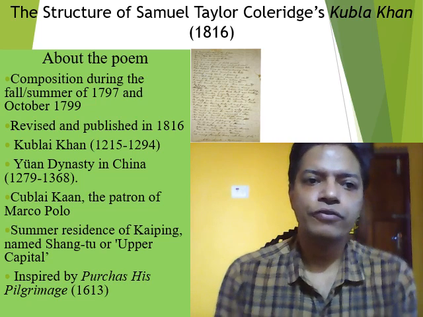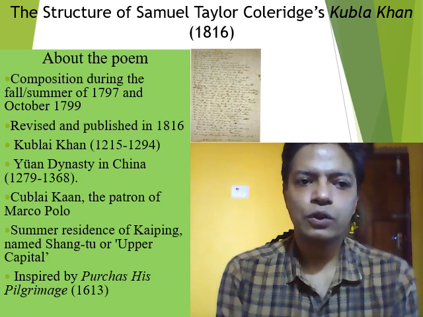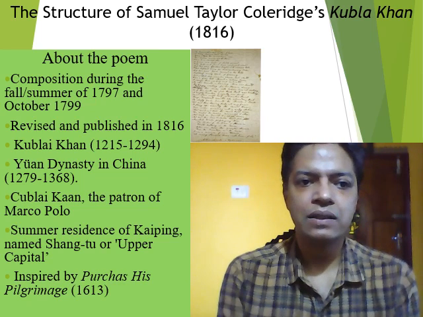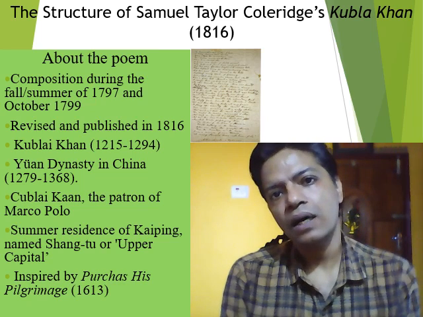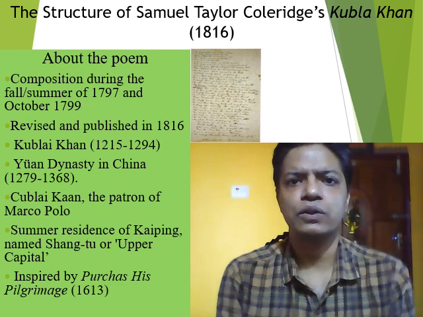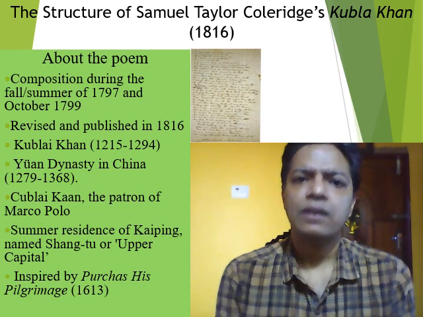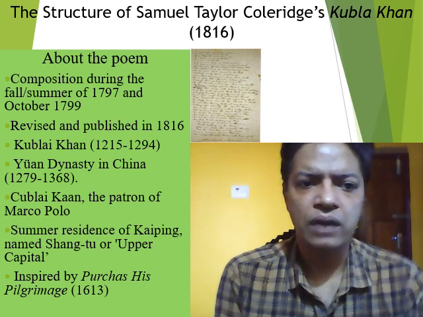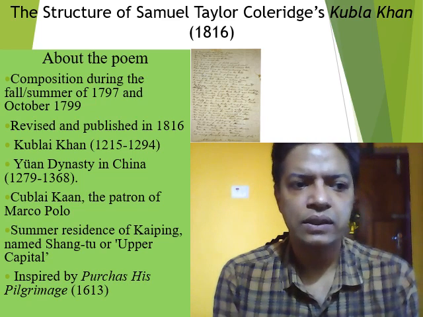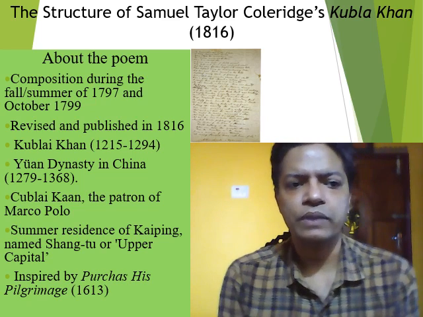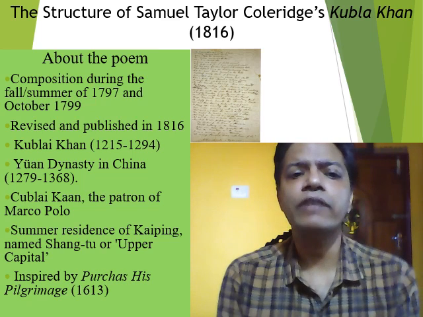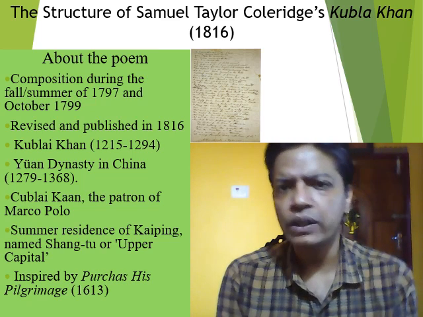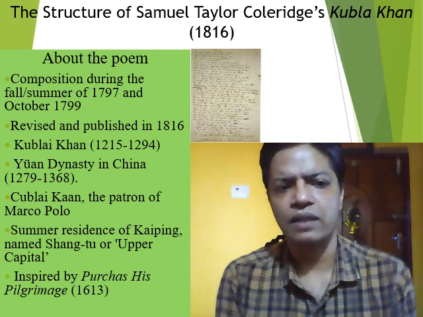The structure of Samuel Taylor Coleridge's Kubla Khan, published in 1816, is not only unique but also highly contrived. The probable dates of composition are the fall or summer of the year 1797 and October 1799. The poet revised the poem before its publication in 1816.